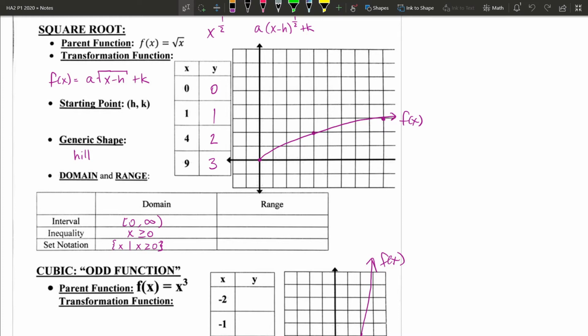Our range on this, we're going to be going positive, so that's a hard stop at 0, and our range goes up to infinity. So our inequality is y is greater than or equal to 0. Our set will be {y such that y is greater than or equal to 0}. So normally, if you don't do any kind of transformations on this graph, it's only going to stay in the first quadrant, so you don't have any negatives here. You can shift it around and weird stuff happens, but this is normally how it works.